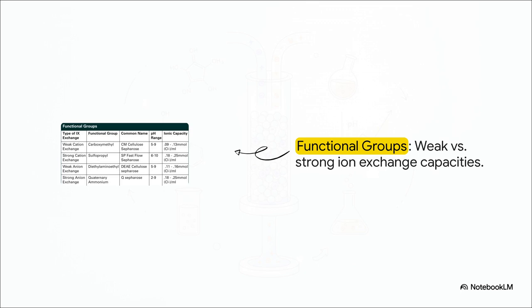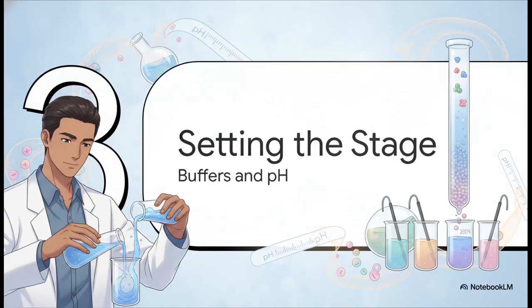A strong ion exchanger, using something like a sulfopropyl functional group, stays fully charged over a massive pH range, roughly from 2 all the way up to 14. A weak exchanger, like DEAE cellulose, only maintains its charge within a much narrower window, usually between pH 5 and 9. All right, Section 3, setting the stage with buffers.